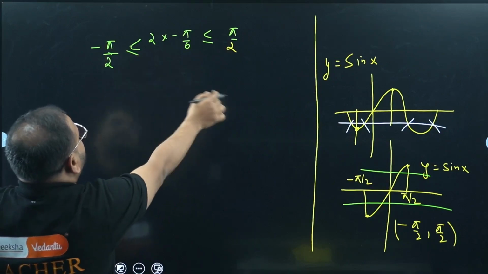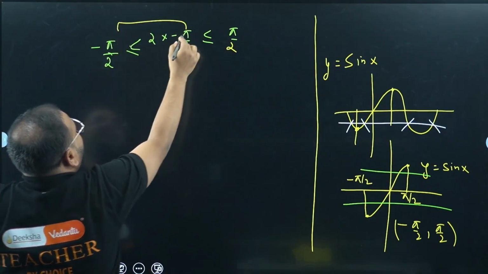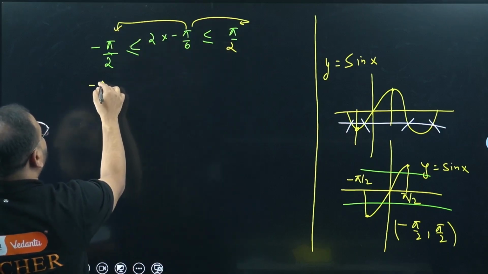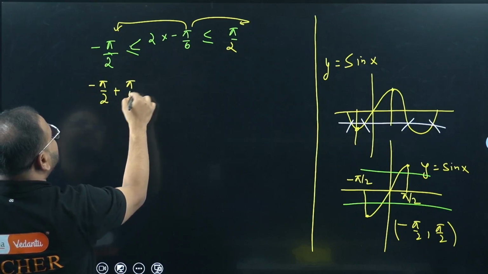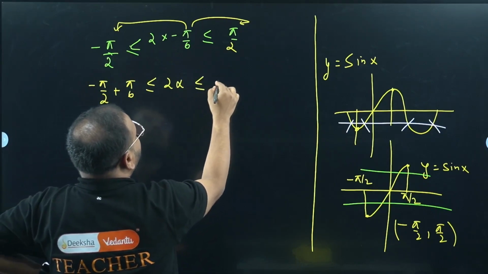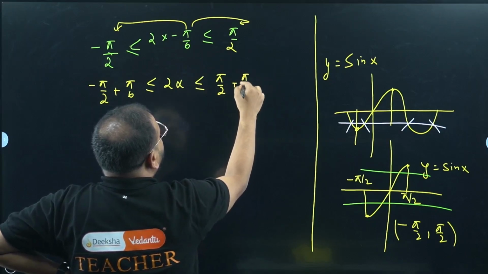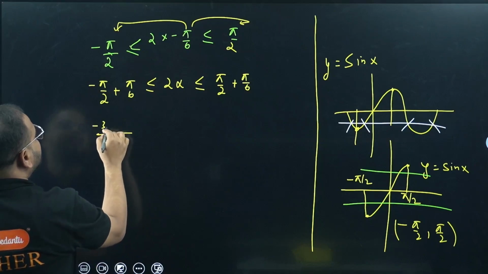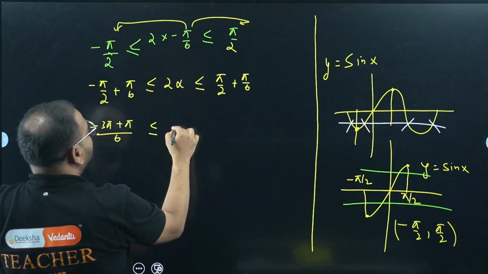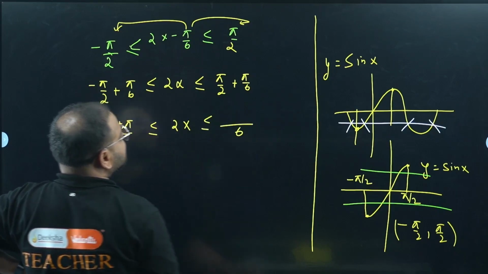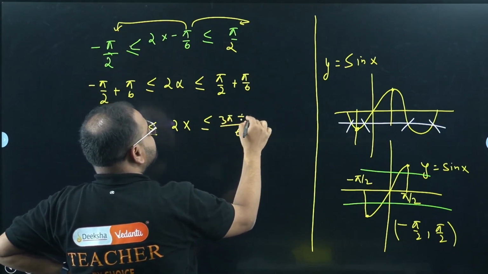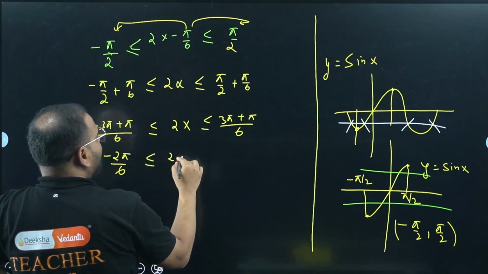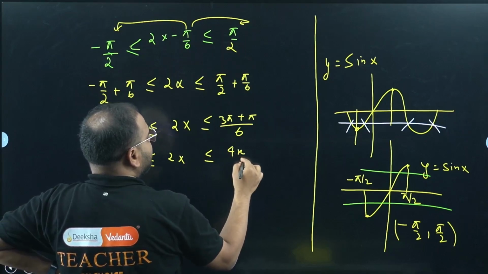Let's find the value of x from here. Bring the pi by 6 to both sides, because we are solving both inequalities at the same time. Minus pi by 2 plus pi by 6 is less than or equal to 2x, which is less than or equal to pi by 2 plus pi by 6. Simplify this. The LCM is 6. Minus 3 pi plus pi, less than or equal to 2x, less than or equal to 3 pi plus pi. So minus 2 pi by 6 is less than or equal to 2x, less than or equal to 4 pi by 6.